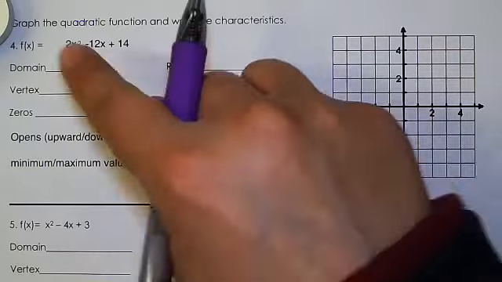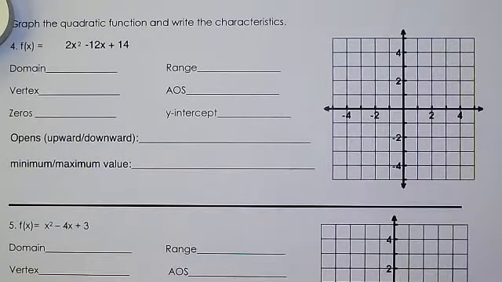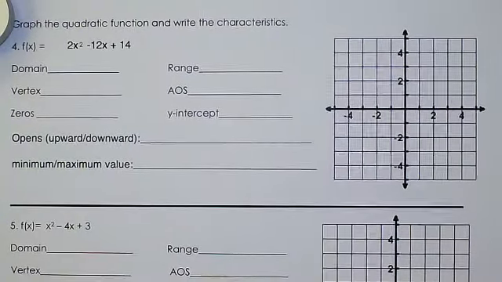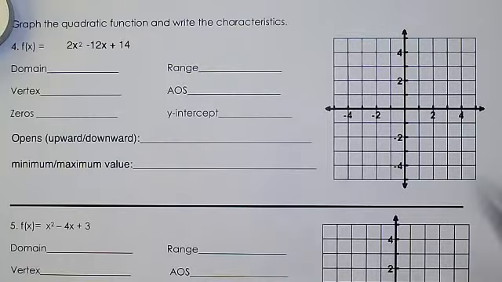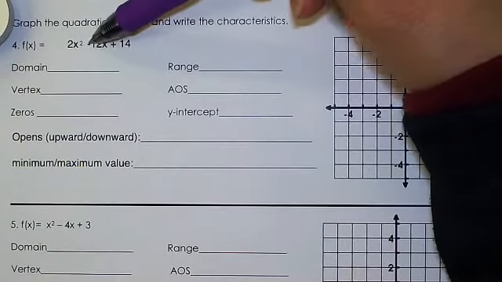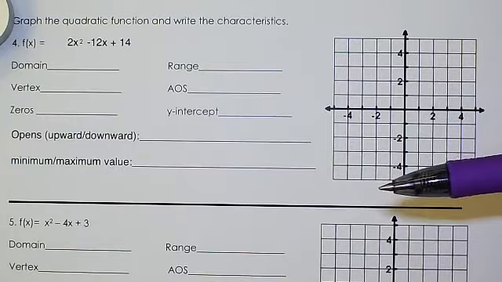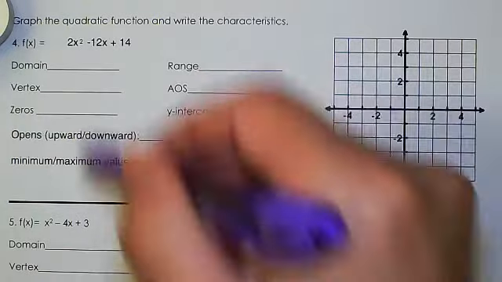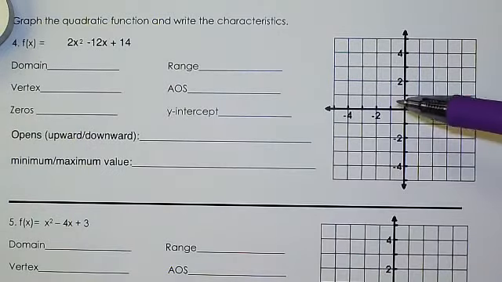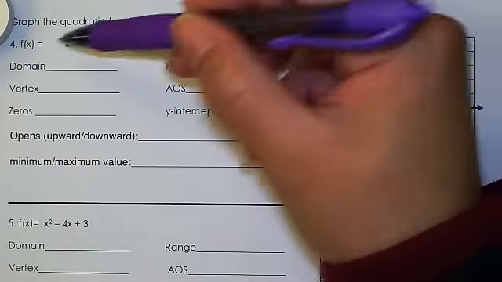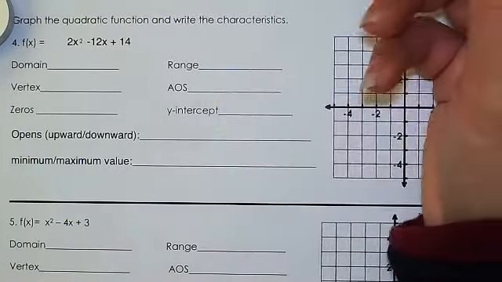Number 4. Now they don't give us the graph, so we'll have to make a little graph after. What they do give us is the equation already. Now this is in standard form, that you learned from your notes from yesterday. Ax squared minus bx plus c. Okay, so here's what you do to fill in some information even though you don't have the graph.